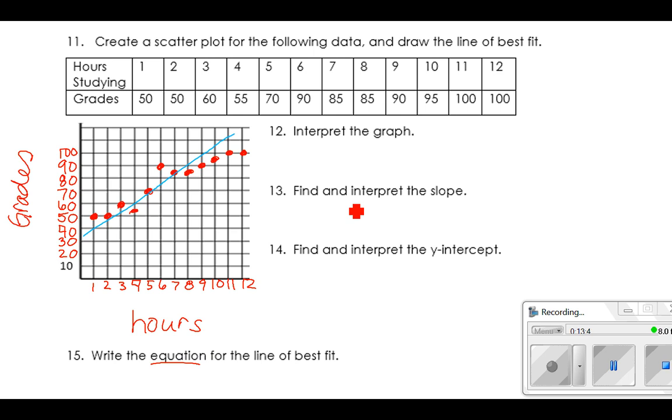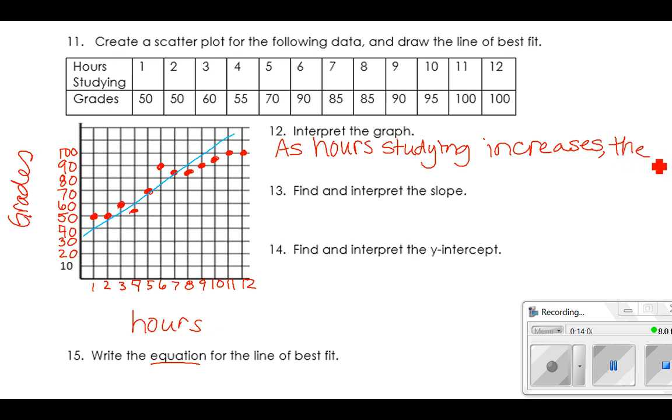So let's look at question number 12. Interpret the graph. That is our as statement. So as the hours studying increases, the grades increase.